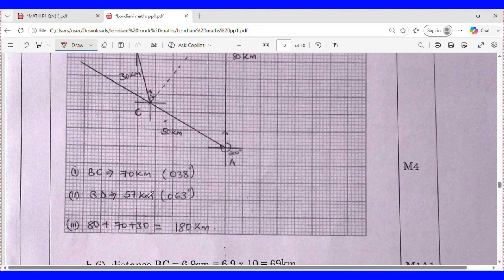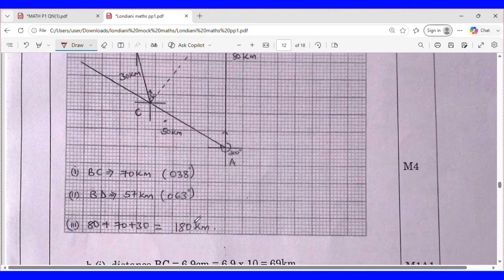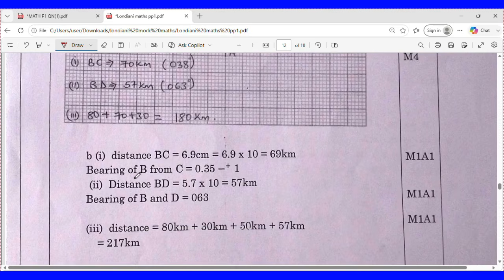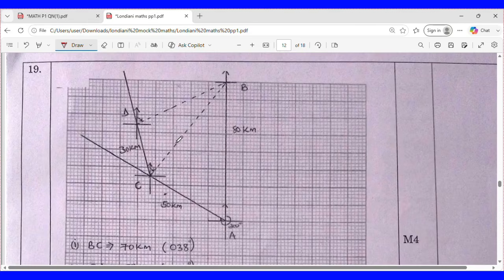If they are closer to this one, you get 69, 58 there, you get 179, 180 something, 82, 81, it means you are very accurate. So that's how you will check whether you are accurate in drawing. That will help you to know that you are accurate. But if you are not accurate in drawing, do not waste time doing this question.